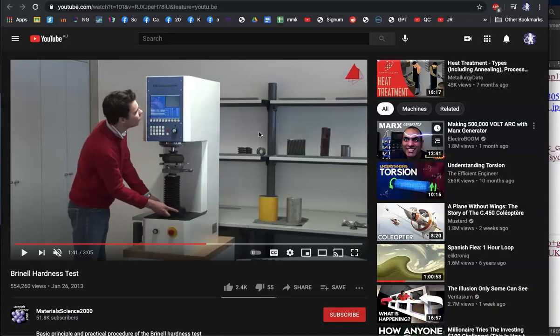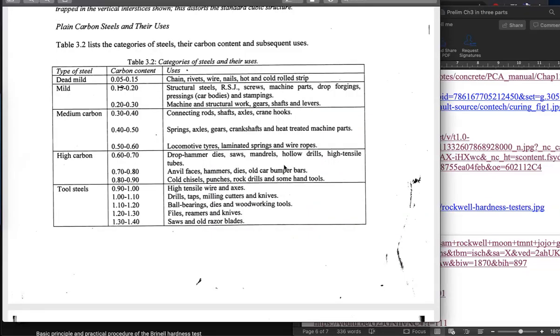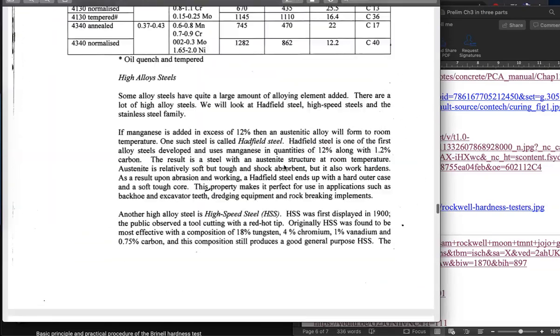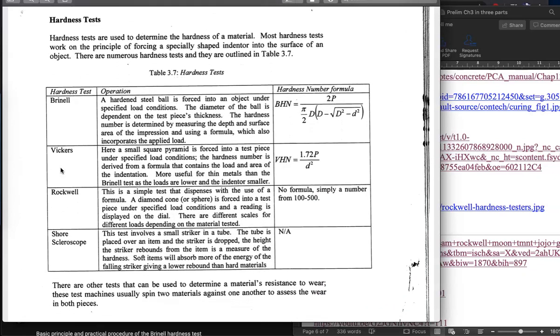Okay, so what's the difference between the Brinell hardness test and the Rockwell hardness test? I may have jumped a step there. You may not even be familiar. There is a Brinell hardness test. Let's have a look. Are we going to go back down to testing? And we're at testing. Okay, so we've got Brinell, and we've got Vickers, and we've got Rockwell and Shore.